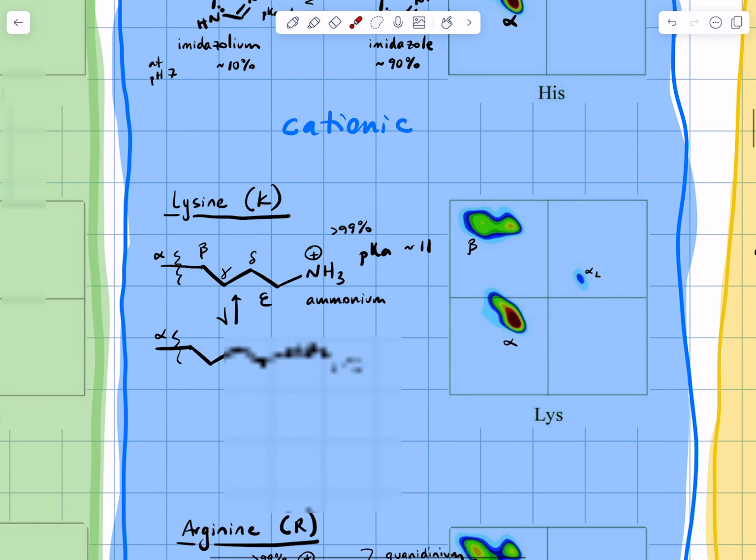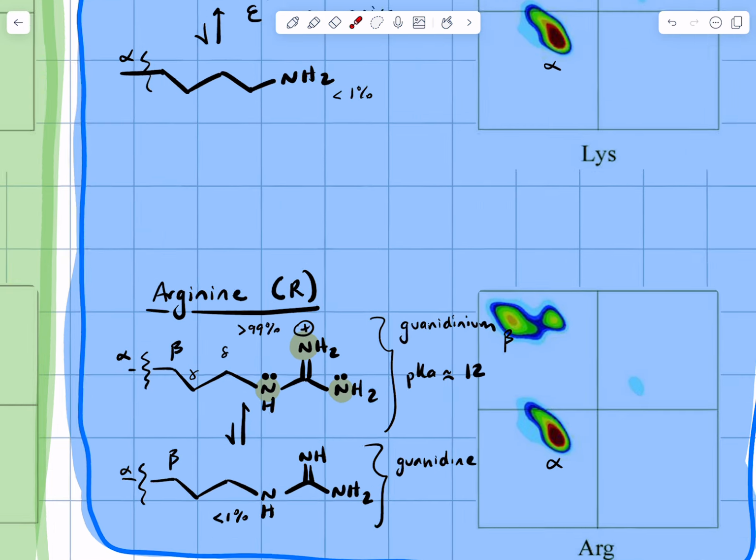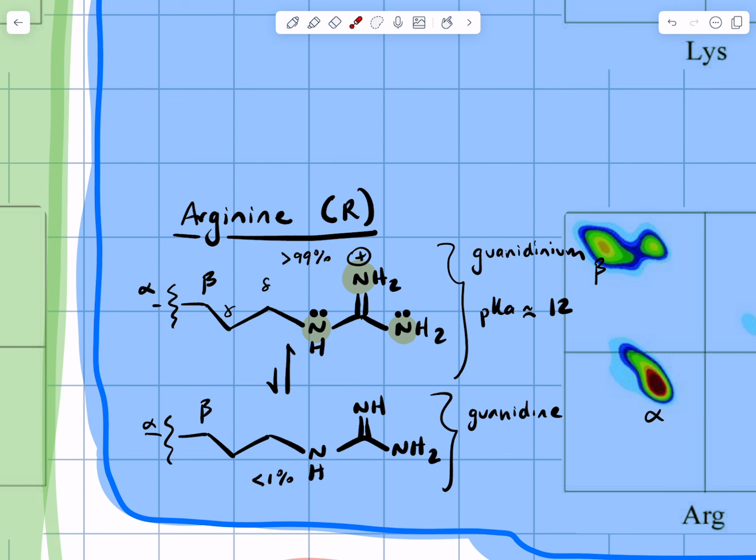The next amino acid is arginine. Arginine is also always positively charged. Arginine is different from lysine because it's sort of one carbon shorter. The nitrogen is on the delta carbon for arginine. So you just go alpha, beta, gamma, delta, and then a nitrogen. The group here is one functional group. It looks like 3 nitrogens, but it's one single functional group called a guanidinium group.